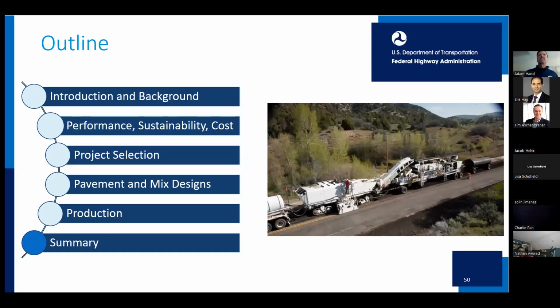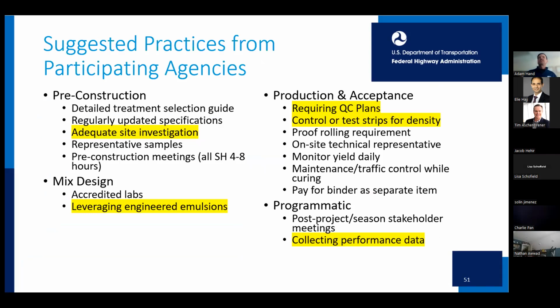So in summary, wrapping up, these are some suggested practices, and these came from the agencies. You can see the items listed there: detailed treatment selection guide, regularly updating your specs, adequate site investigation, making sure you get representative samples, and pre-construction meetings. The ones in yellow are the ones that folks were most vocal about consistently among the agencies.